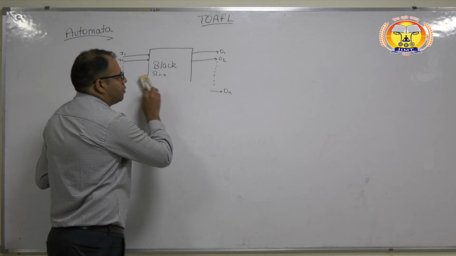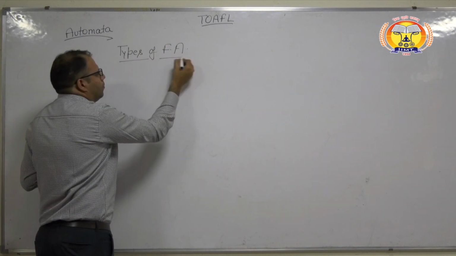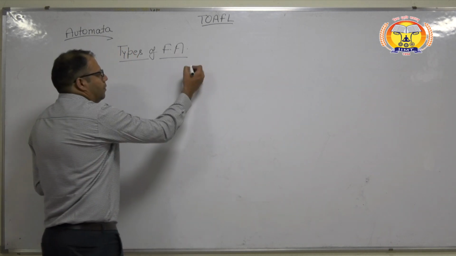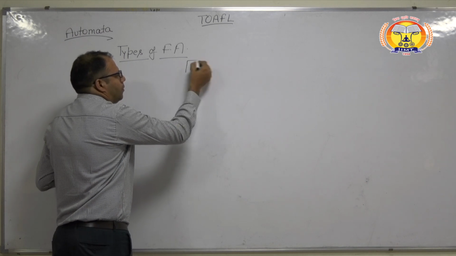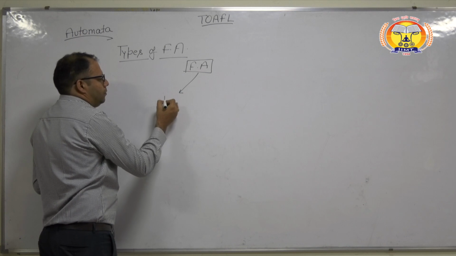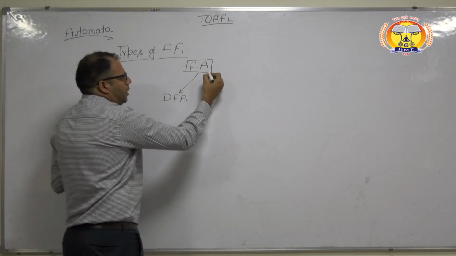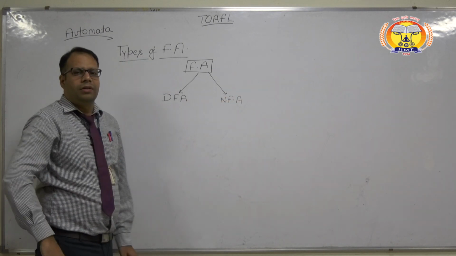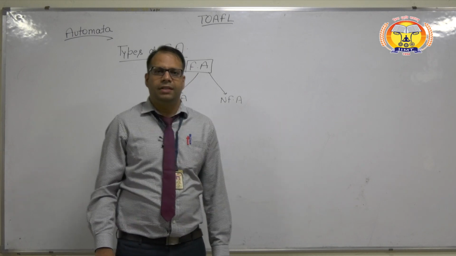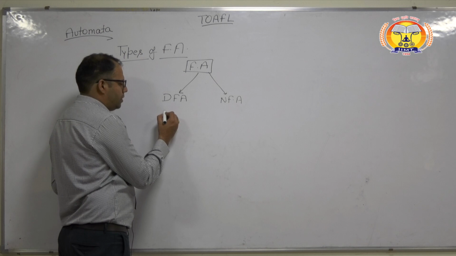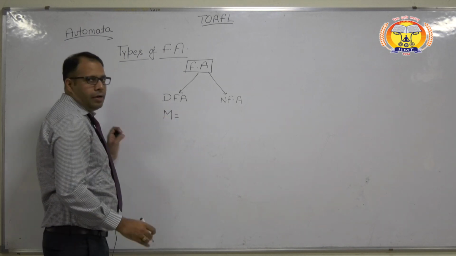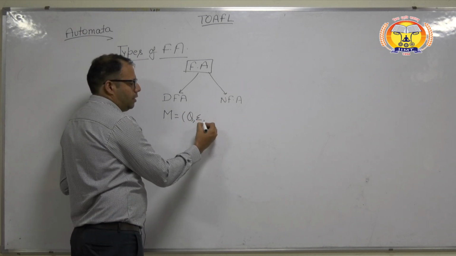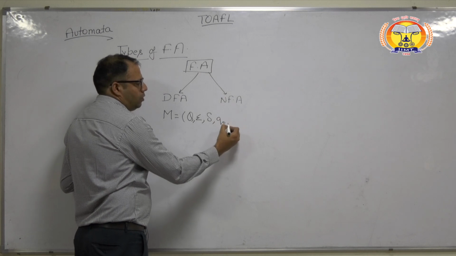Now next is types of finite automata. Basically, the finite automata will be categorized into two categories. First one is DFA and second one is NFA. DFA means deterministic finite automata, which will be represented by a machine M, and the tuples that represent the machine are Q, sigma, delta, Q naught and F.